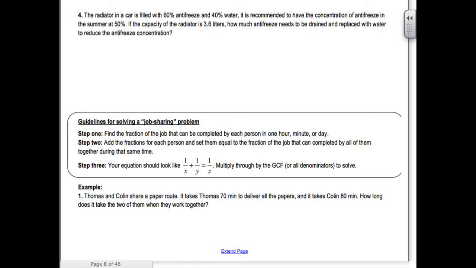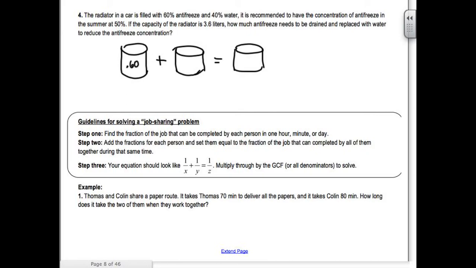Okay, so let's go ahead and draw our little buckets. Whenever I have something that says drained, I don't really draw the minus bucket. You know, you can, but I just kind of think about it. So it's originally 60%. So we're talking about the percent of antifreeze. Okay, I'm going to drain some of it out. So I originally started with 3.6 liters, but I'm going to take some out. So it's still at 60%. And I'm going to add in water.